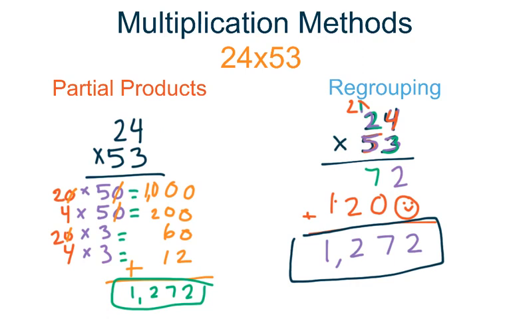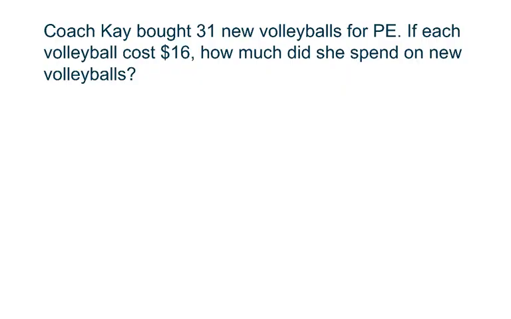For the next problems in this lesson, you can choose whichever method you would like to multiply. I highly encourage you to choose 2 methods to multiply. This way you're making sure that you're getting the right answer. You have 4 methods to choose from. Here's our first problem. Coach K bought 31 new volleyballs for PE. If each volleyball cost $16, how much did she spend on new volleyballs? Go ahead and solve this problem.